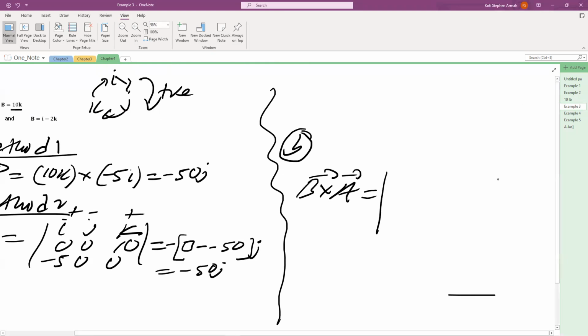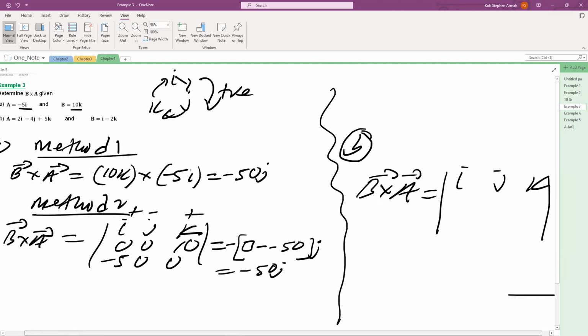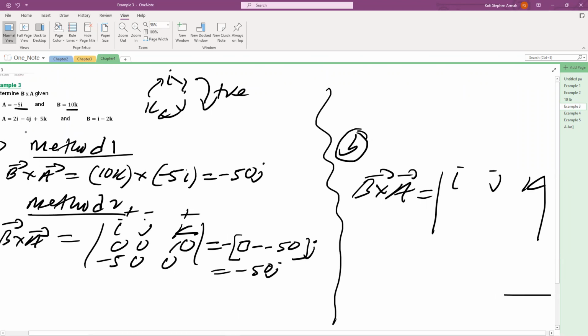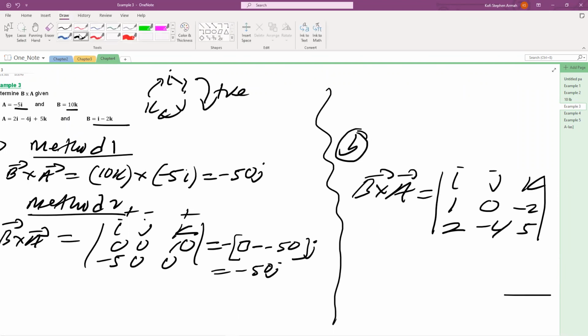Okay, so the determinant. This is I here, that is J, and that is K. What are the numbers? The A is, we are doing the B first, so please, very important: 1, 0, and then -2. And this is 2, -4, and 5. Okay, let's see how to evaluate this, and then I'll tell you why we need this in doing moment of a force vector formulation.